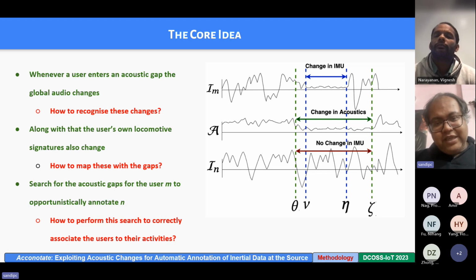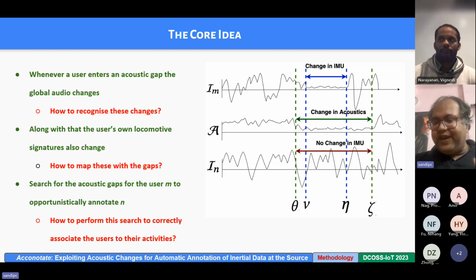Now you see that there is a period of acoustic gap when your acoustic signal is very low, that means it is in the silent zone. Within that silent zone of one person, you have more of a static value in the IMU data, whereas for the other person, there are changes in the IMU signature.